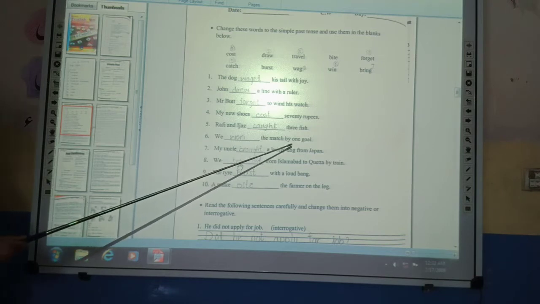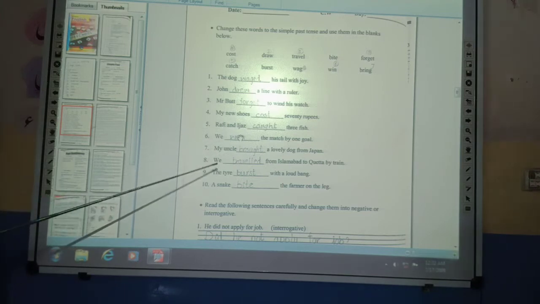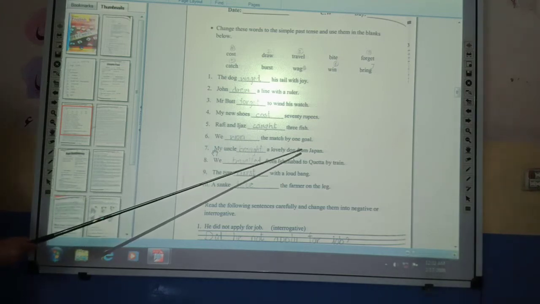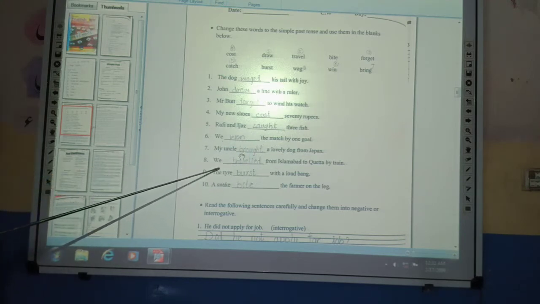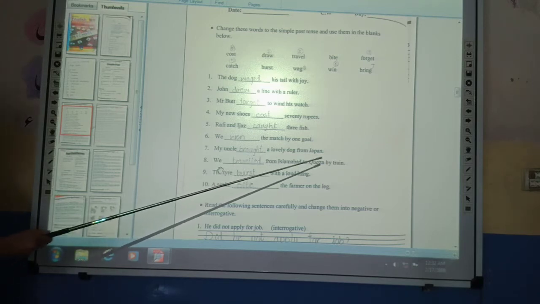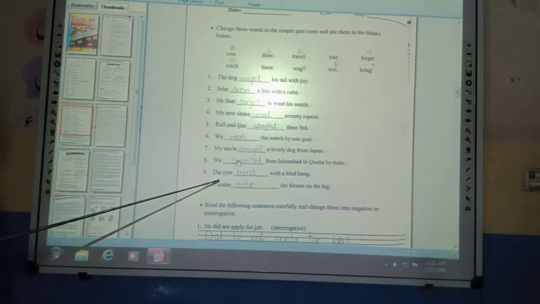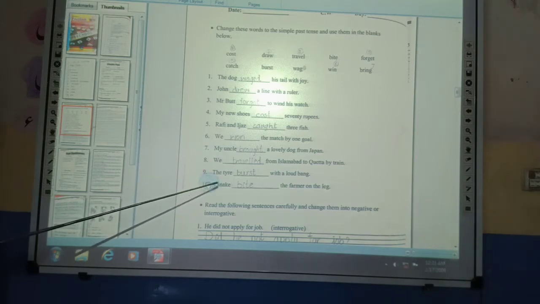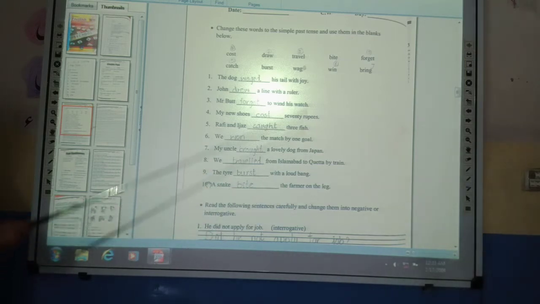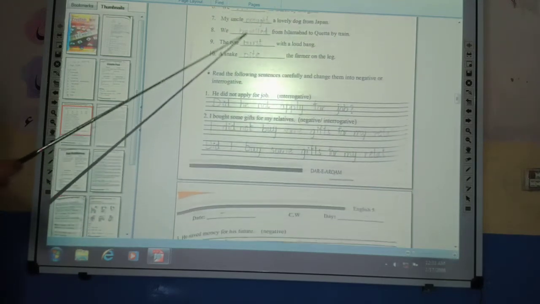We dash the match by 1 goal. We won the match. Win, won. My uncle dash a lovely dog from Japan. Bring. The second form of bring is brought. We dash from Islamabad to Quetta by train. We traveled. Travel, traveled. The tire dash with a loud bang. The tire burst. The second form of burst is also burst. A snake dash the farmer on the leg. Bite, bit.